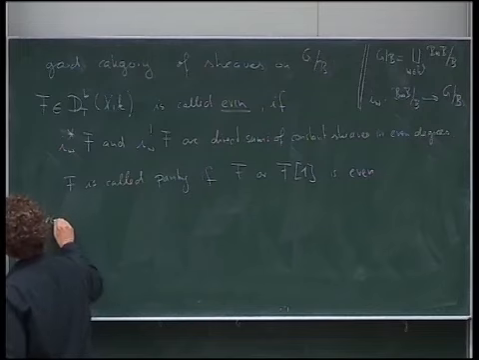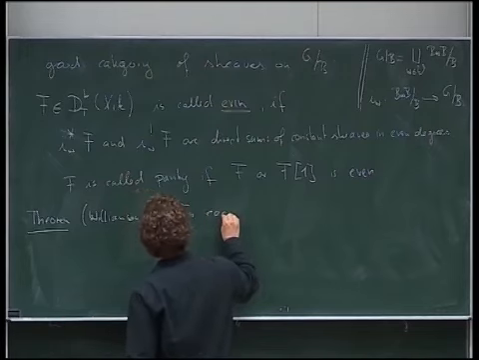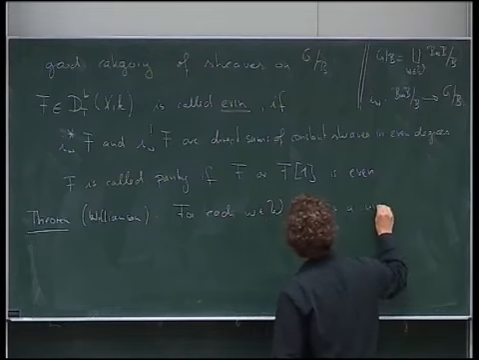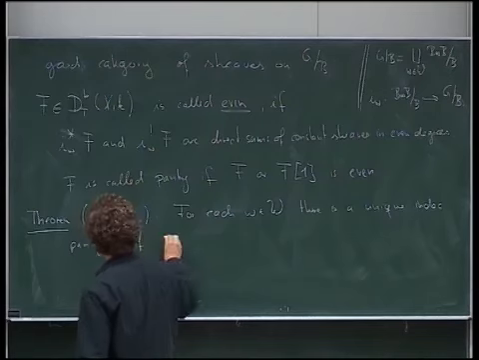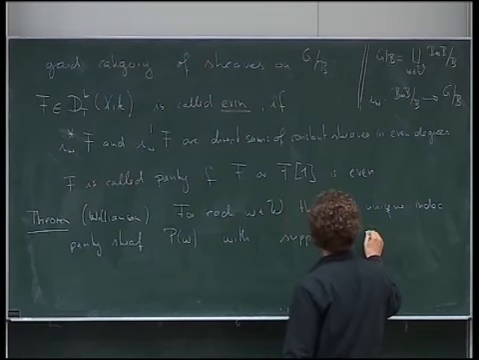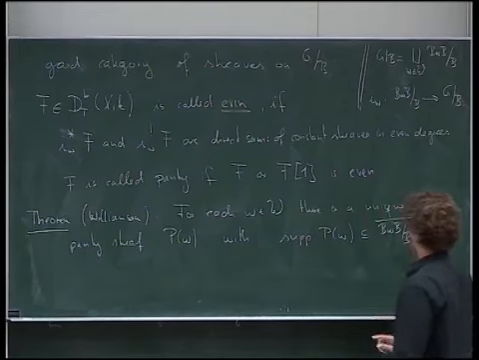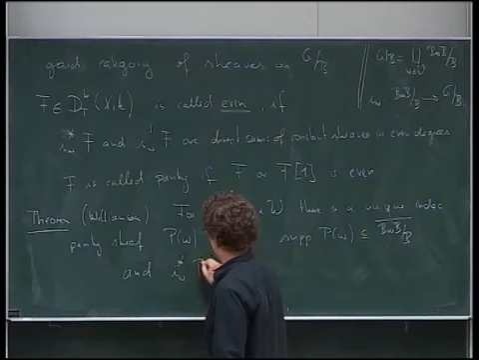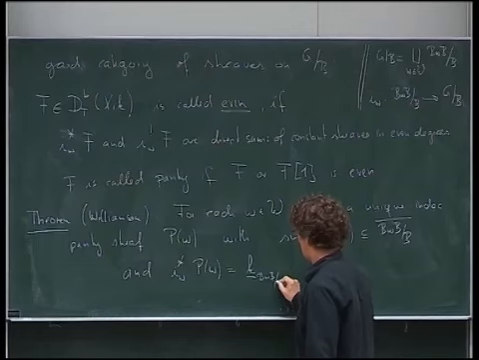The first is due to Williamson. For each W in the group parameterizing our strata, there is a unique indecomposable parity sheaf P_W with the property that the support of P_W is contained in the closure of B_W, the cell corresponding to W, and the pullback to the strata at W is a constant sheaf in degree 0.